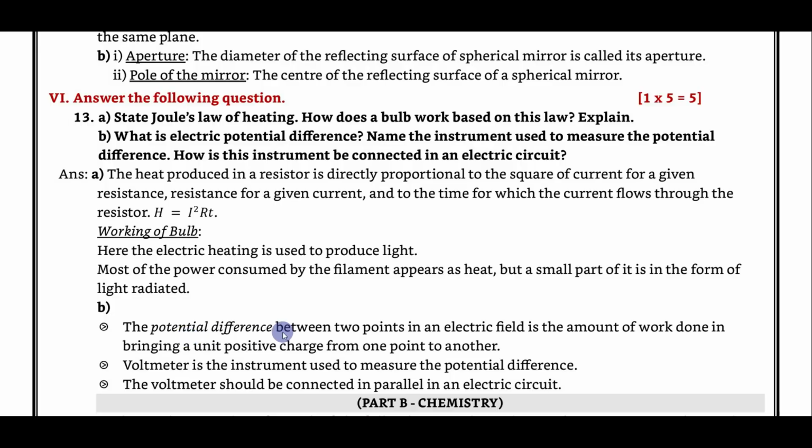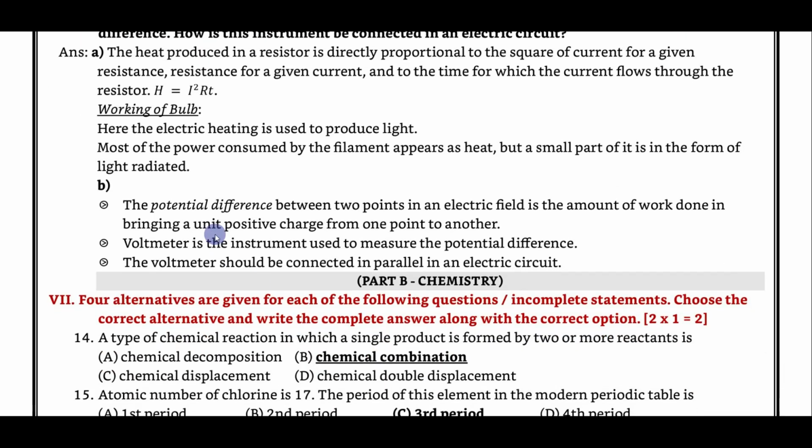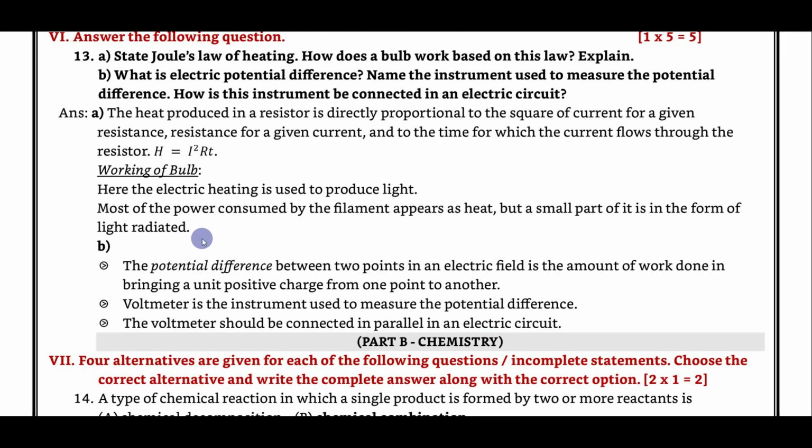The potential difference between 2 points in an electric field is the amount of work done in moving a unit positive charge from one point to another. What is the device used to measure potential difference? It is a voltmeter. A voltmeter is always connected in parallel.